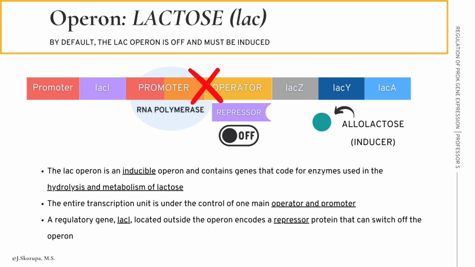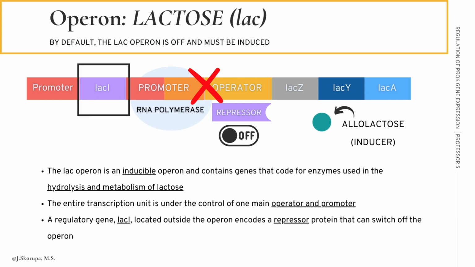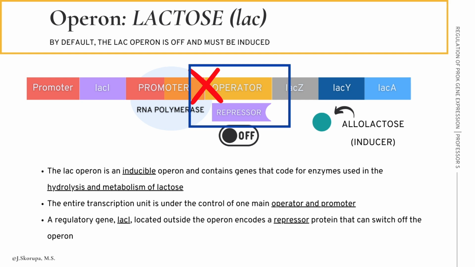Just like the trp operon, the entire transcription unit is under the control of one main operator and promoter and a regulatory gene. Here it's lacI, located outside the operon, upstream from the promoter, encoding the repressor protein that can switch off the operon. So we can see the repressor sitting on the operator, which keeps the operon off. This is the default for this operon.